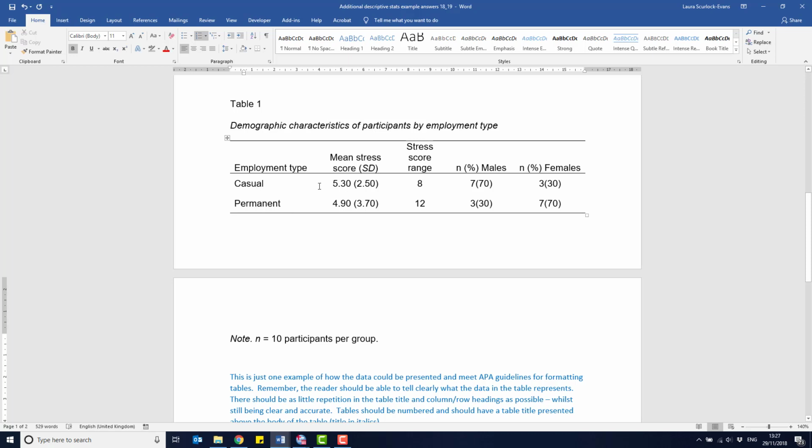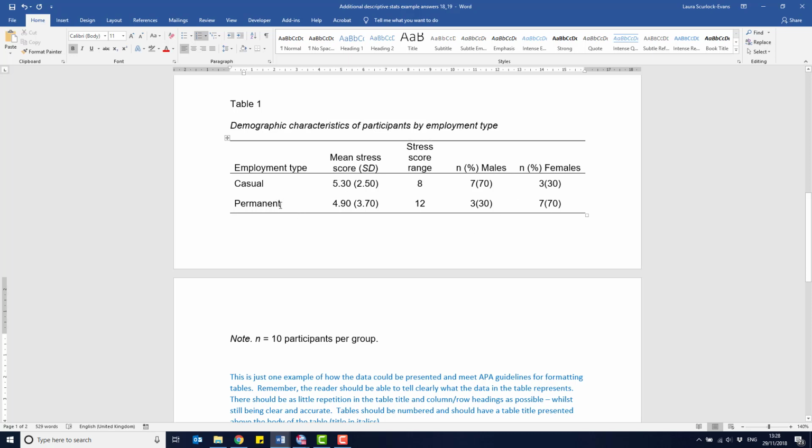So here I'm looking at the casual and permanent groups, and I'm going to start by looking at the categorical data here. We can see in the casual group, 70% of that group are made up of males and only 30% are made up of females. So we can see there's a gender imbalance in this group. Probably what we're looking for really is to have 50-50, so 50% males and females. That would make it more balanced.